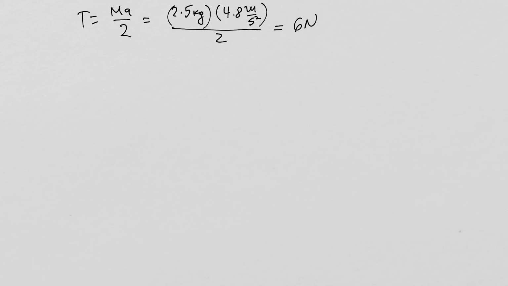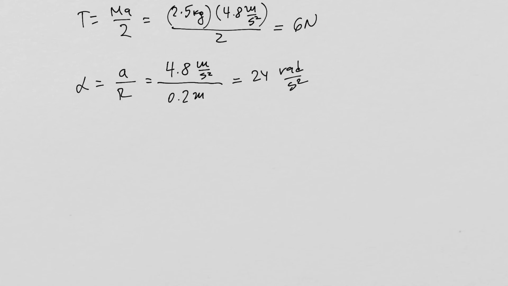Going back into the expression for the tension force and substituting the mass of the disk and the acceleration of the block, I get 2.5 kilograms times 4.8 meters per second squared divided by 2 is equal to 6 newtons. So that's the magnitude of the tension force. I can also calculate the angular acceleration by substituting the value for the acceleration of the falling block and dividing that by the radius. So that's 4.8 meters per second squared divided by 0.2 meters. That's 24 radians per second squared.